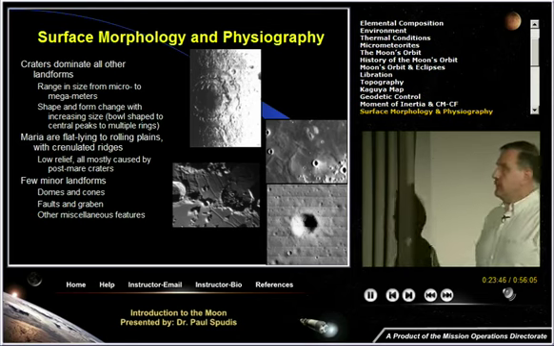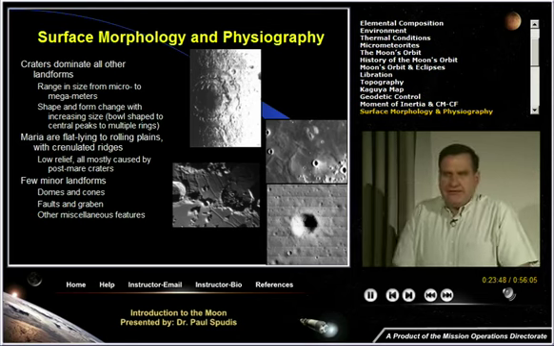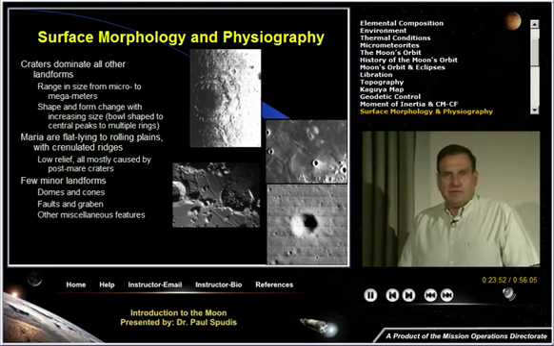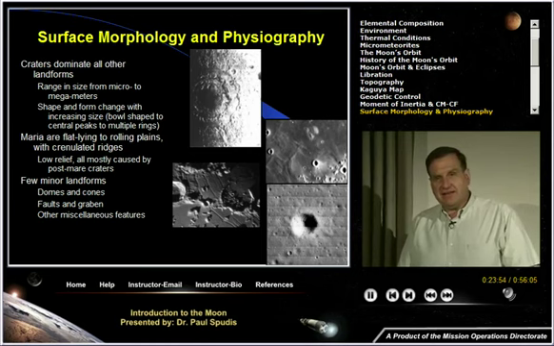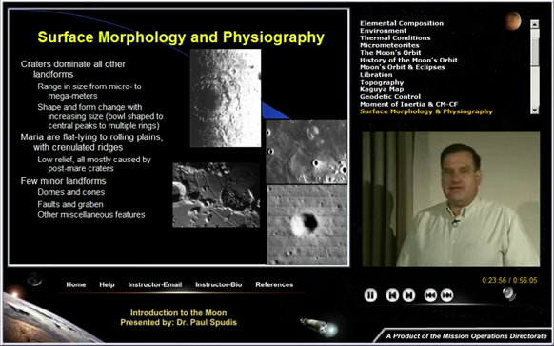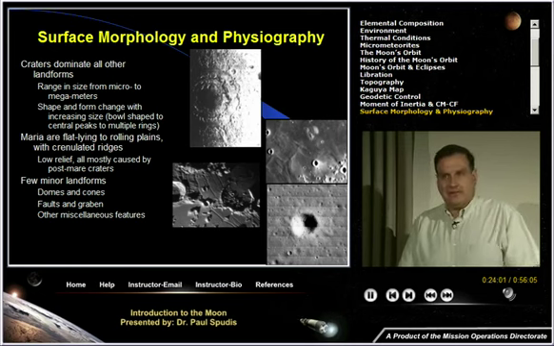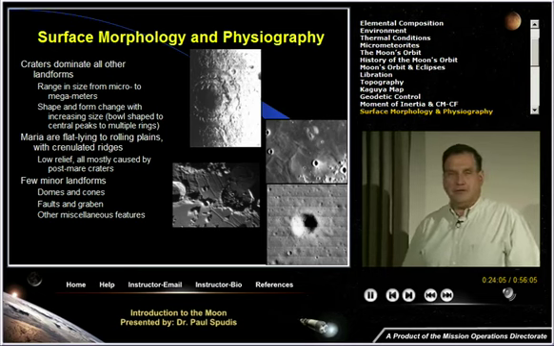All right, surface morphology. Basically, craters, craters, craters. They're craters on top of craters, and they range in size from things that are almost as big as the continental United States down to features that are submicron in size. There's a continuum of craters. They have all ages and morphologies, and they effectively cover the entire moon at all scales.